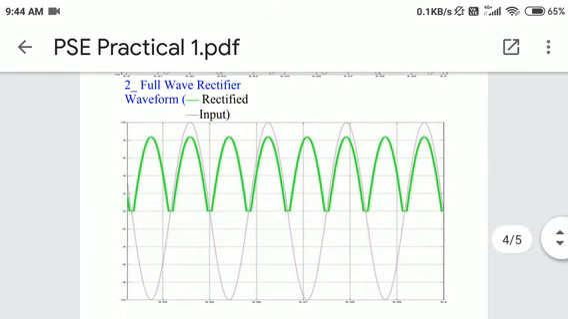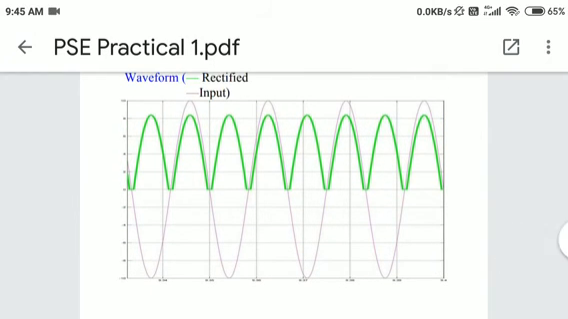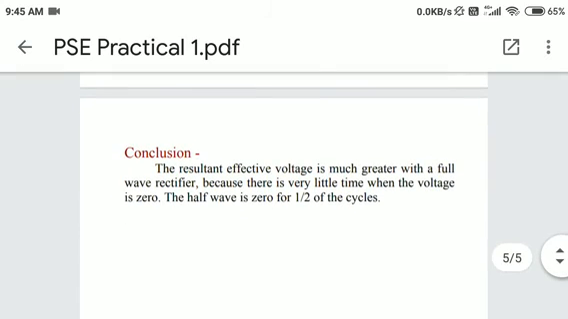Then for the full wave rectifier, the negative half portion of the waveform shows the same as the input waveform. So we can see that the time at which the voltage is 0 is very small, so we can conclude the resultant effective voltage is much greater with a full wave rectifier, because there is very little time when the voltage is 0. The half wave is 0 for half of the cycle.